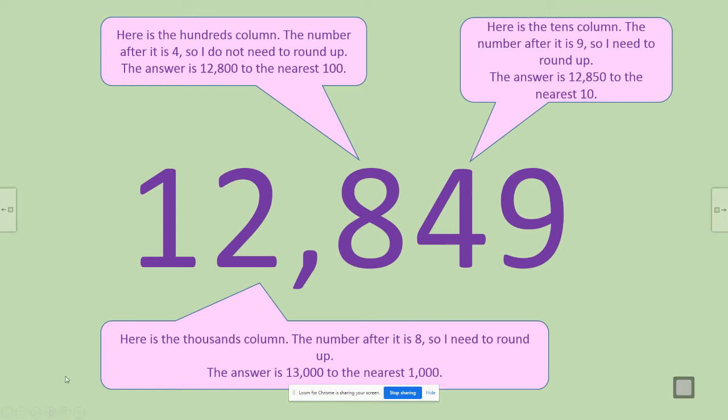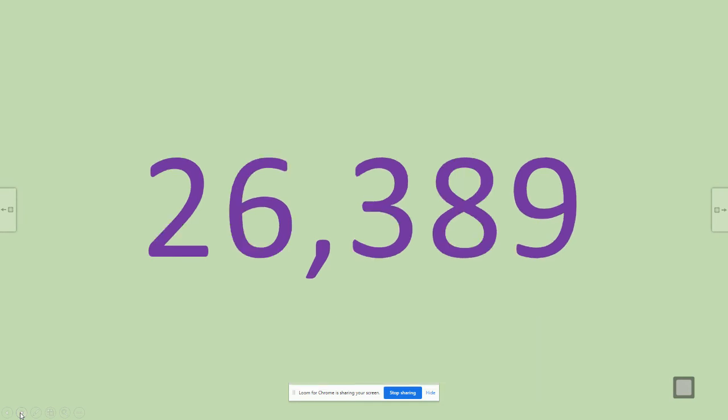Right, so if you think you have got the hang of that, on the next page is a number. I want you to pause the video and read the number out loud. There's something very positive about saying things out loud to help our understanding. And then pause the video and give yourselves time to work out what this would be to the nearest 10, 100 and 1,000. Pause the video now.